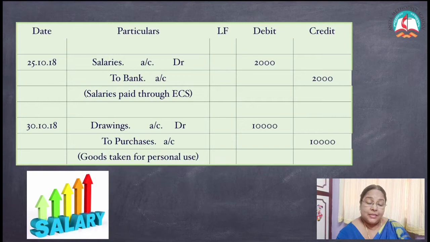And the last one is withdrew goods taken for personal use. Whenever you see the word personal use, you have to remember drawings. But here, he is not taking it as cash. He is taking it as goods. So, what will be reduced? What I purchase and kept for sale is reduced. Purchases is reduced, right? So, now the journal entry is drawings account debtor to purchases account. Is that clear, children?